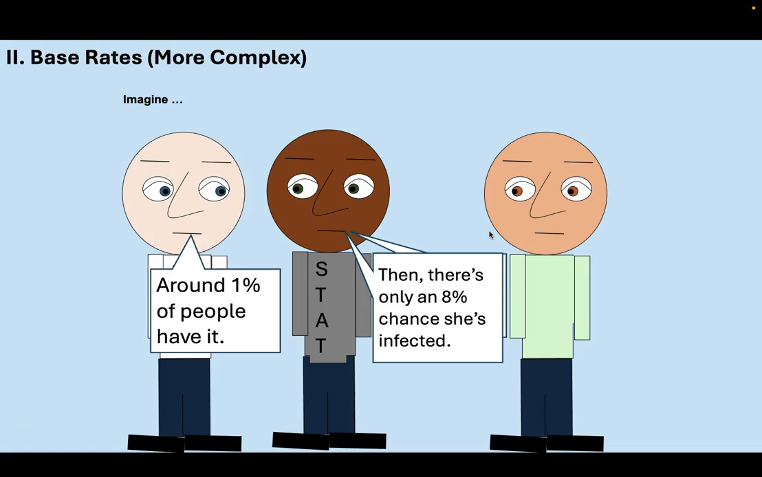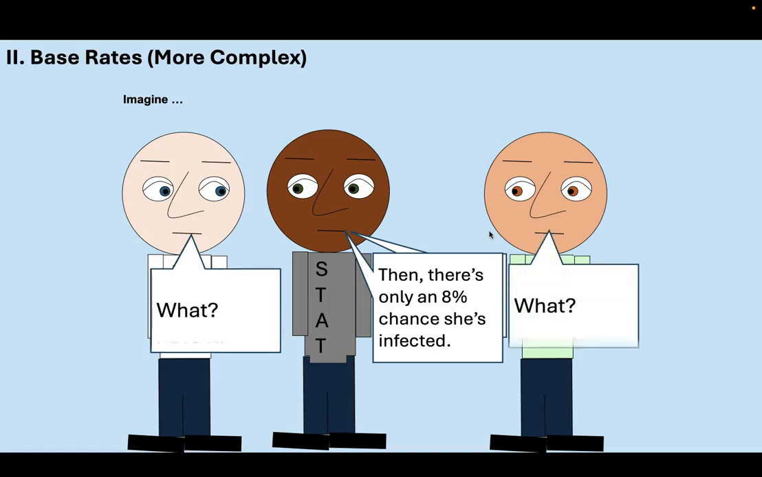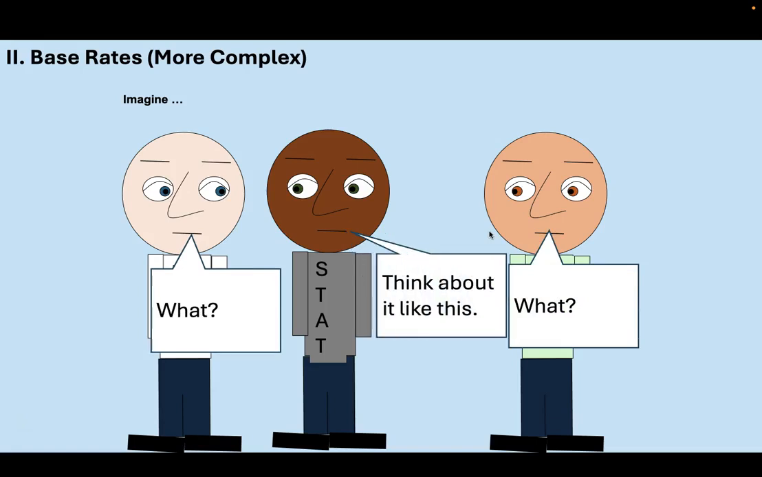But now once you account for that base rate, that only 1% of people in the population have the virus, you should actually assign an 8% chance to you being infected given that you test positive. And the statistician is correcting the patient and the doctor, so they're both confused. And here's the statistician's explanation.